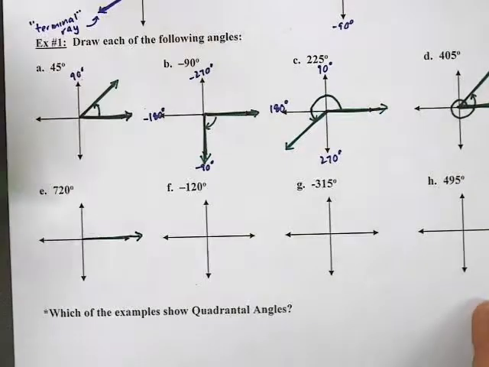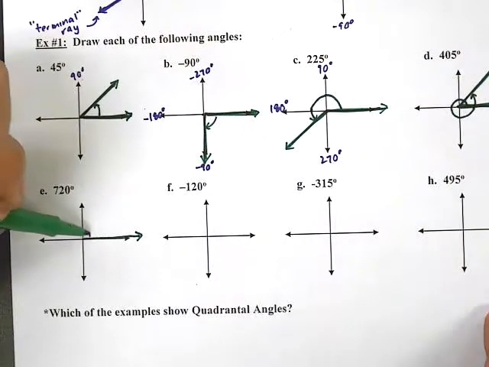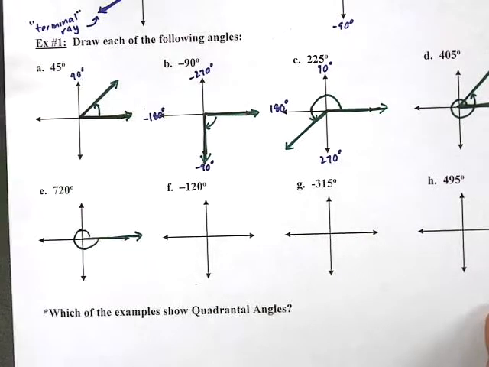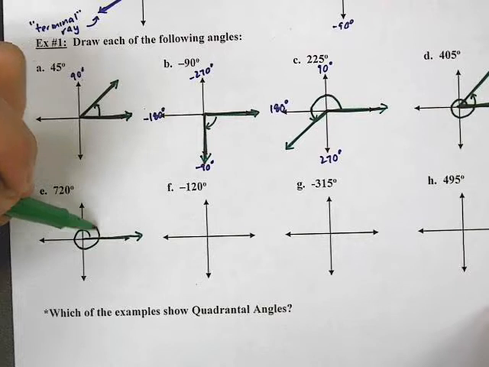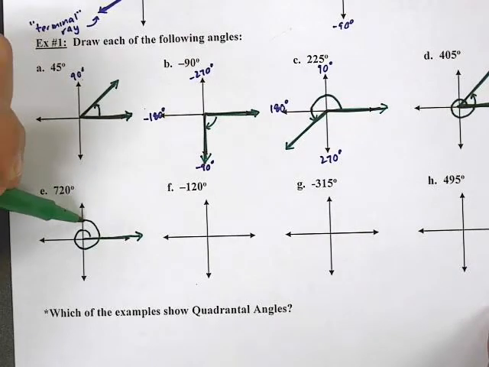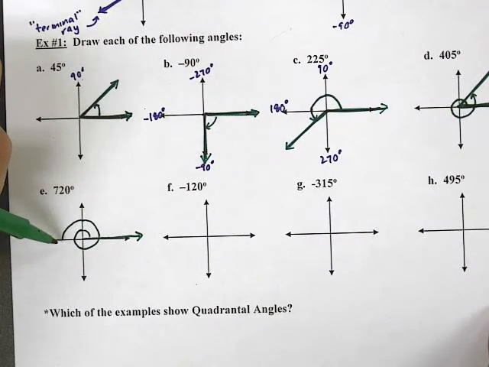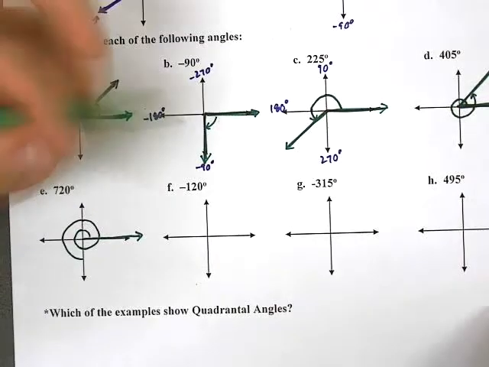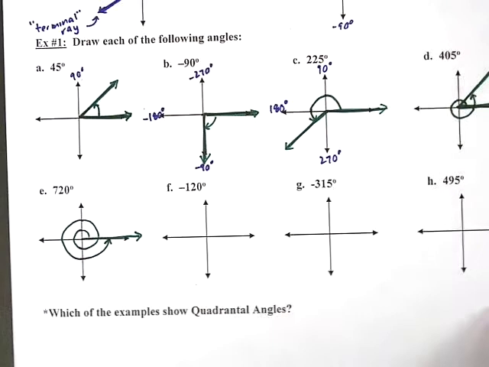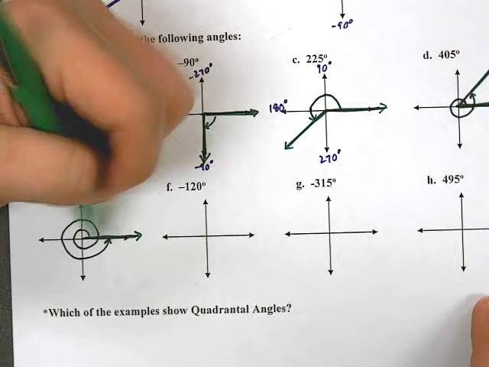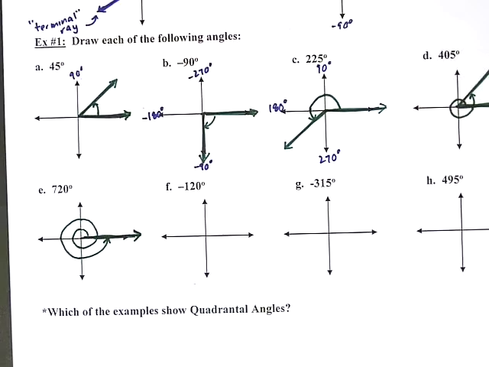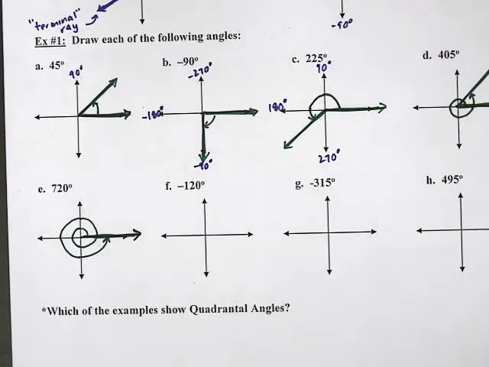Initial ray, I go what? I go 90, 180, 270, 360, 450, 540, 630, 720. I'm right back where I started. So a 720 degree angle is actually just right back where we started at the initial ray. All right?